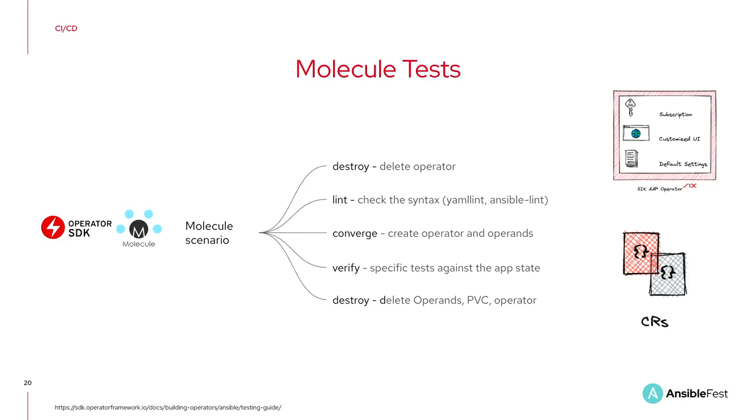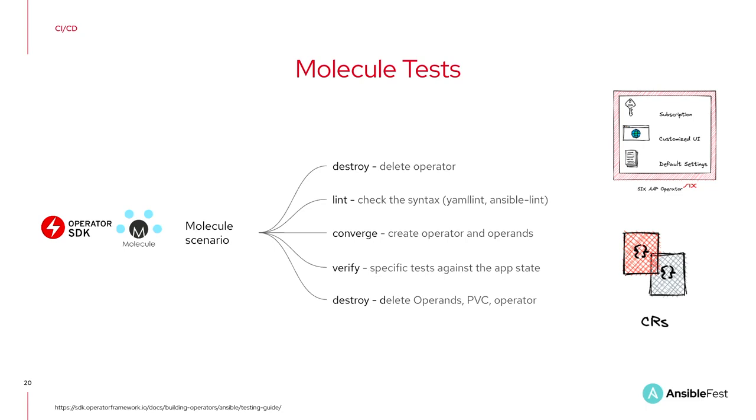So how do we do it in our case for our own operator? First, the first step is the destroy, so we want to clean that out in case there are some leftovers. The second part is the linting. We want to make sure we are following the standards regarding the Ansible playbooks and roles within our operator. The third one is the creation of our operator or operators.